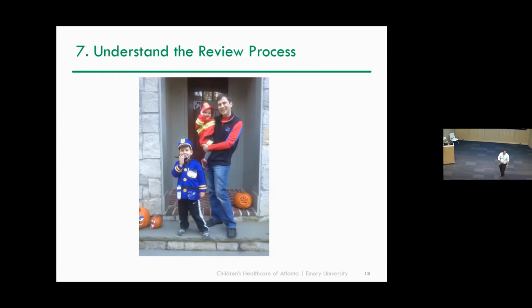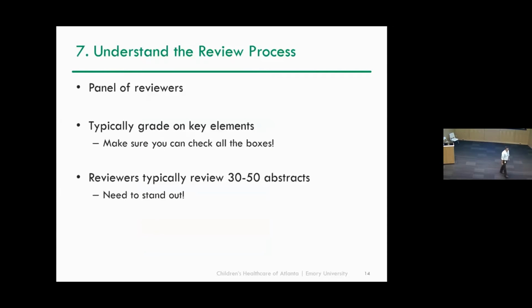All right, so understand the review process. These abstract competitions, these conferences, they often have a panel of reviewers, and they'll have some key elements. I've reviewed for a number of conferences, and what will happen is they'll send me a whole bunch of abstracts and say, hey, can you review these 50 abstracts and score them 1 to 10, where basically they can get 0, 1, or 2 points for each of the key elements to get a total score of up to 10 or something like that.